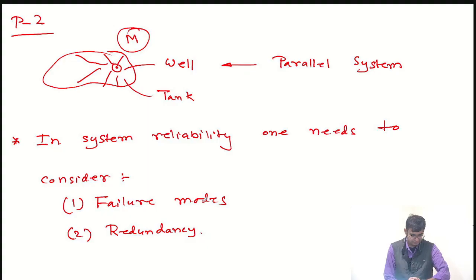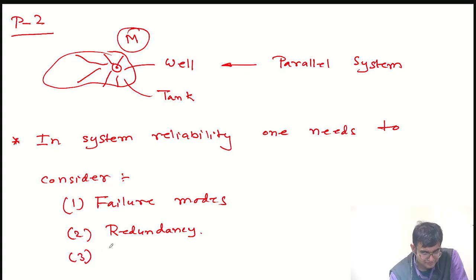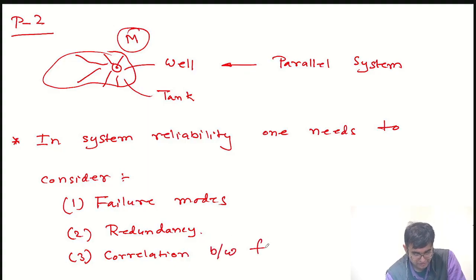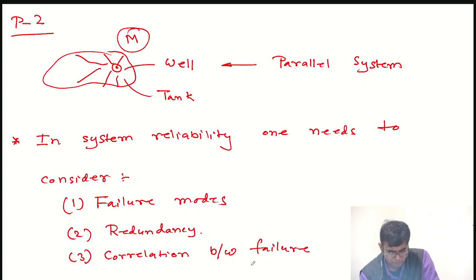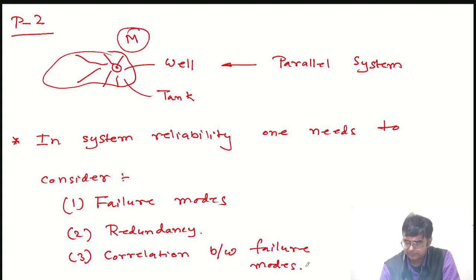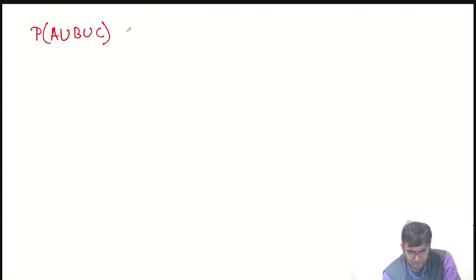So redundancy is important. Third thing that is important, and this I have already discussed, is correlation between failure modes, right? And this is kind of obvious because if I have 3 modes and let's say I want to find out this, is what I was saying.